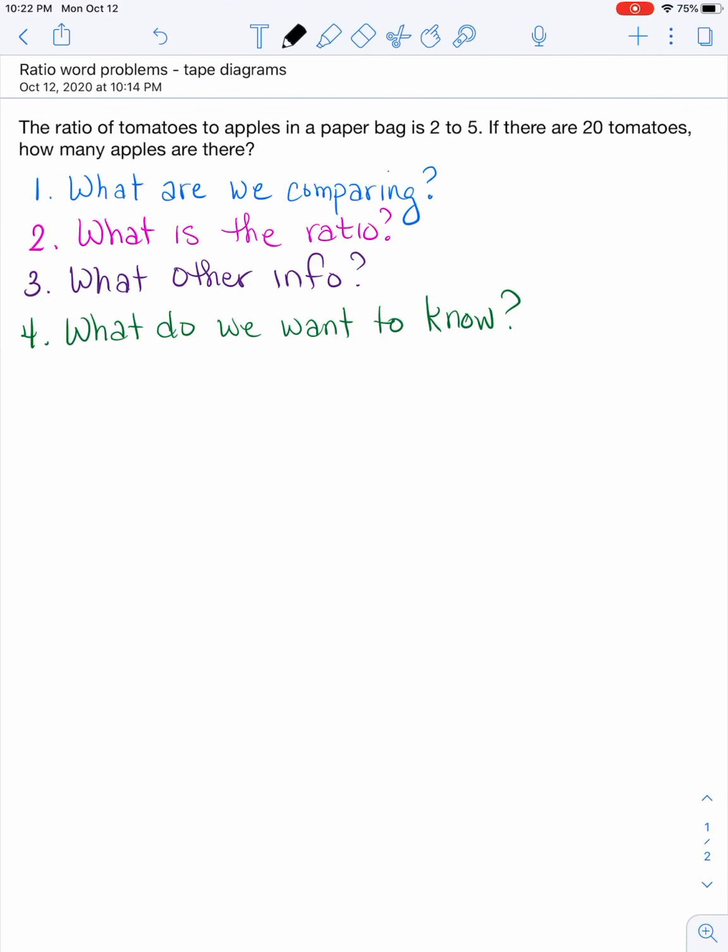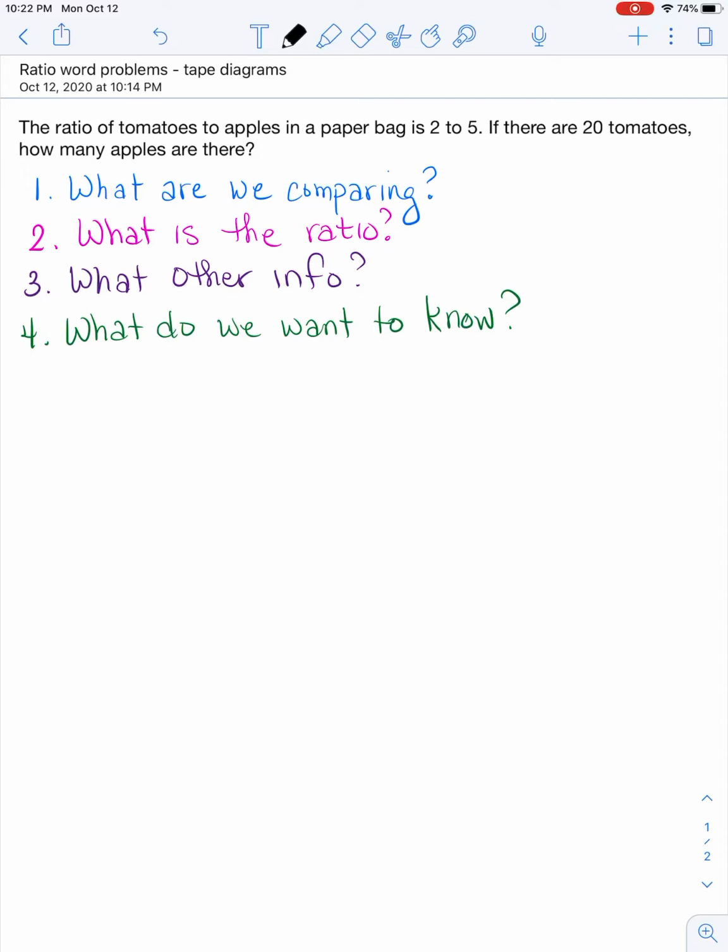Let's take a closer look at a ratio word problem and think about how we can solve it using a tape diagram. The problem that we're looking at is: the ratio of tomatoes to apples in a paper bag is 2 to 5. If there are 20 tomatoes, how many apples are there? Now, that's just one of the questions we could ask given the information in the problem. But let's answer this first and then we can discuss what other problems we can solve.